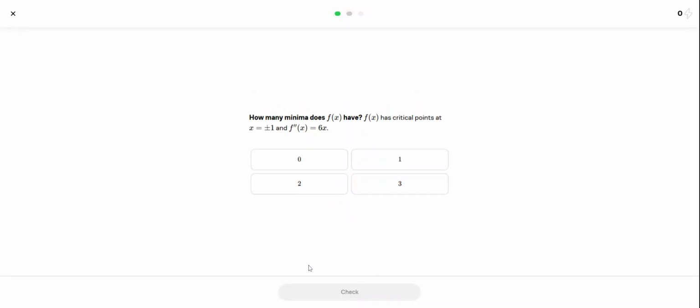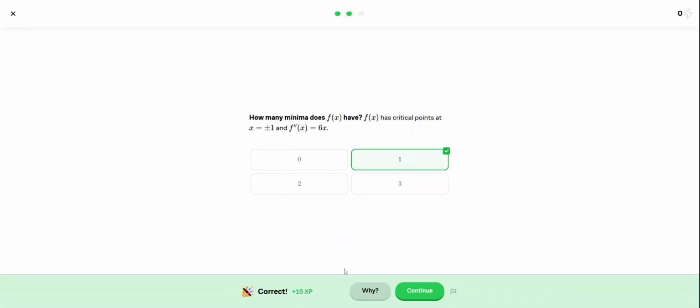How many minima does f(x) have? f(x) has critical points at x equals plus or minus 1 and second derivative 6x. How many minima does it have? So let's say critical points at plus or minus 1, second derivative 6x. Minima, I think only one value. Let's check. Yup, only one is correct again.